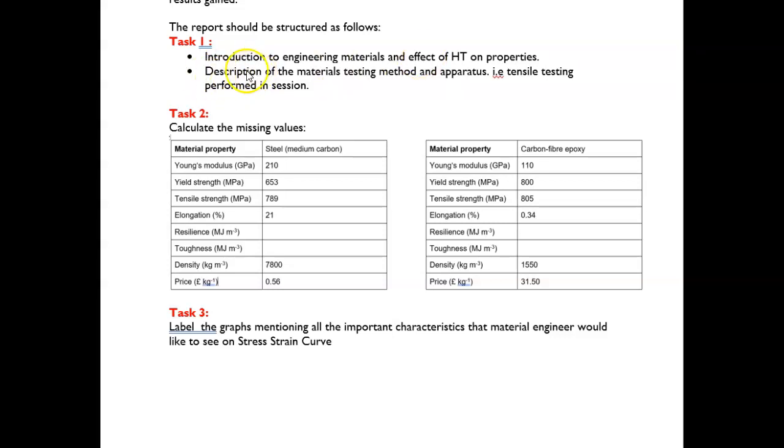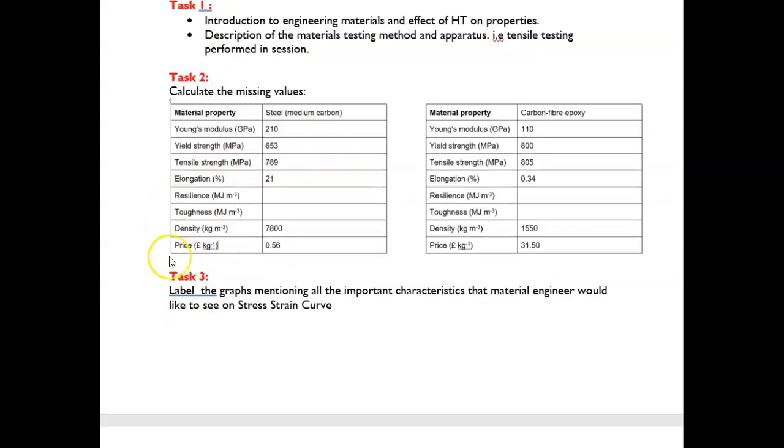The second bullet point is a description of the material testing. You need to describe the material testing process that we did today, the tensile testing process, and why it's important. Let's move to task 3 first, and then we come back to task 2.